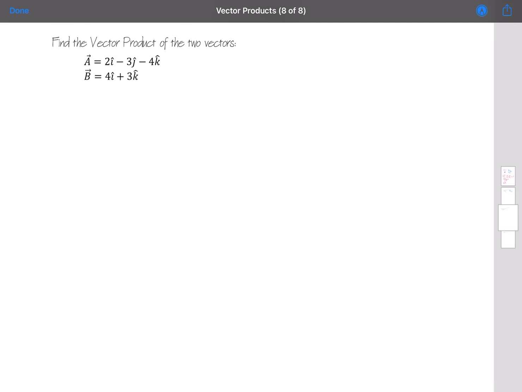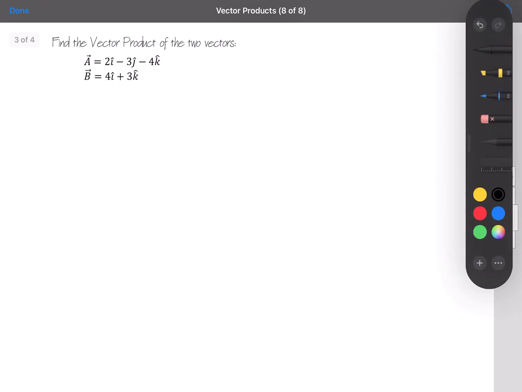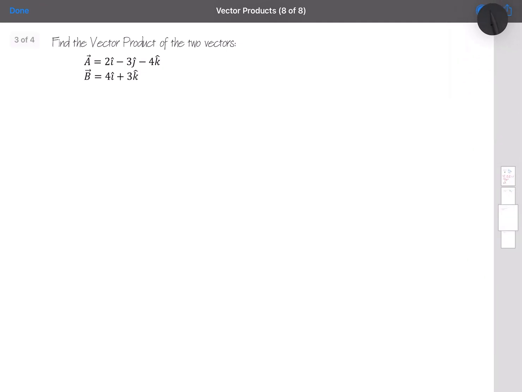Alright, this time, we'll get the vector product of two vectors using unit vectors. We have the given vector A, that's 2i hat minus 3j hat minus 4k hat. And then we have vector B, 4i hat plus 3k hat. Let me edit that. That's supposed to be negative 4. So negative 4i hat plus 3k hat.